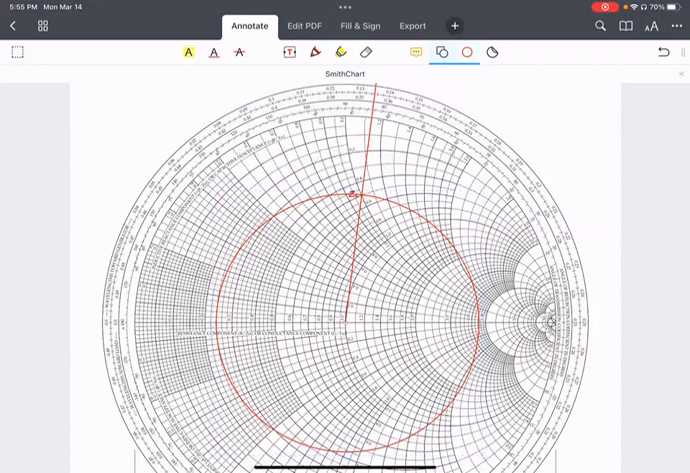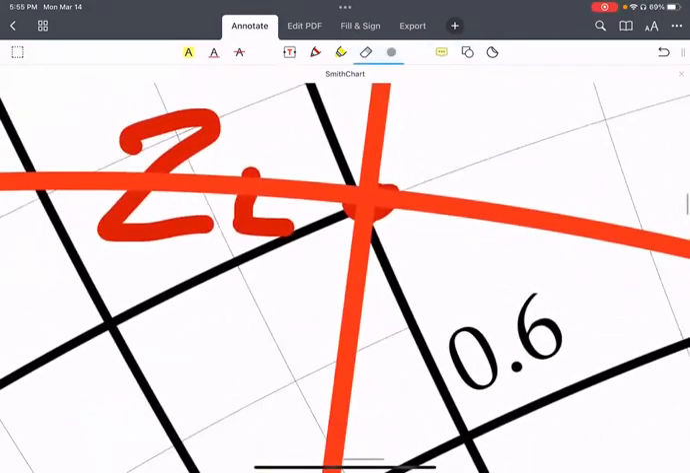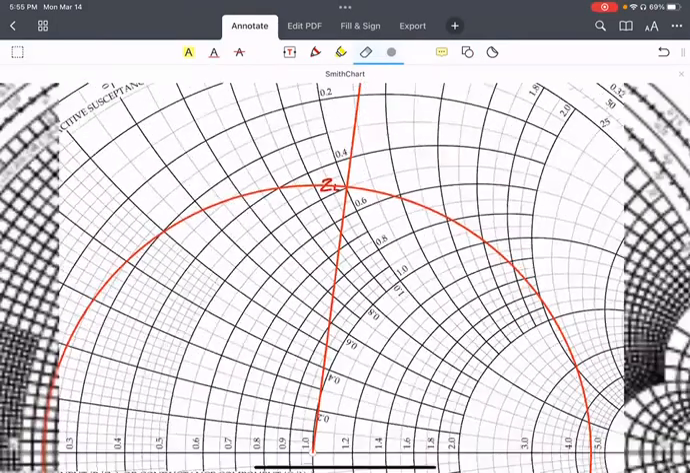We'll see. You want to do your best. I'm a little off, but it's not horrible. You can kind of see how close I am there. I'd say that's probably okay.